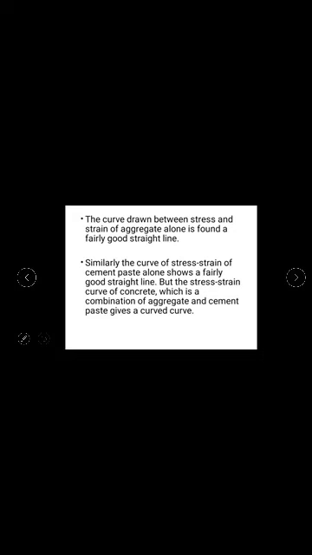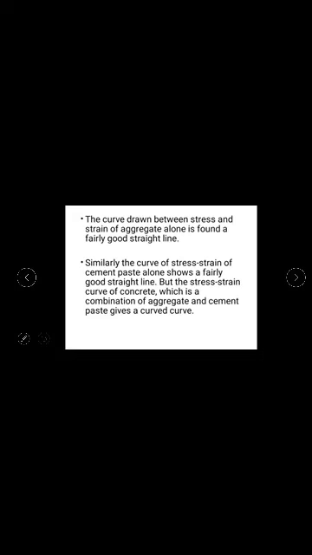Similarly, the stress strain curve of cement paste alone shows a fairly good straight line. As cement paste is again a homogeneous material, the study of its stress strain curve is not so difficult either, because it will again give you a straight line. So you can easily find out the Young's modulus or any other property of the cement paste.